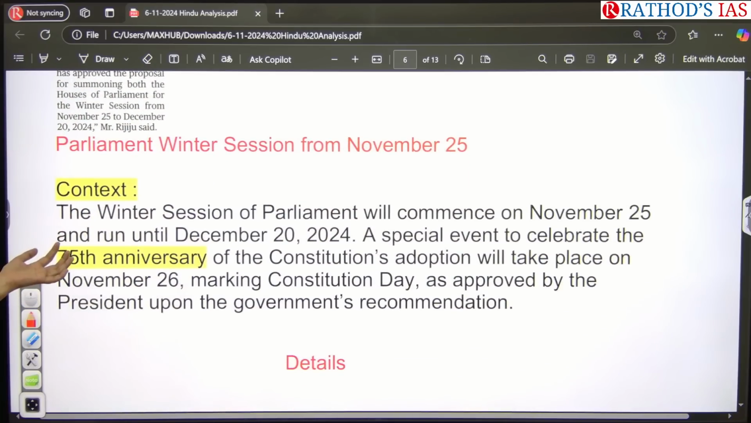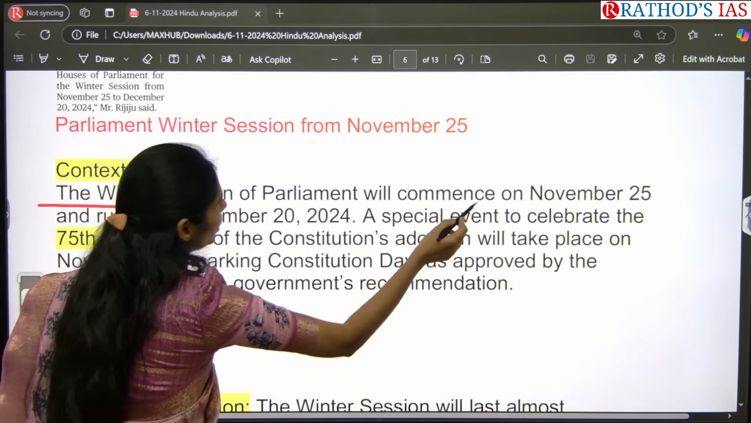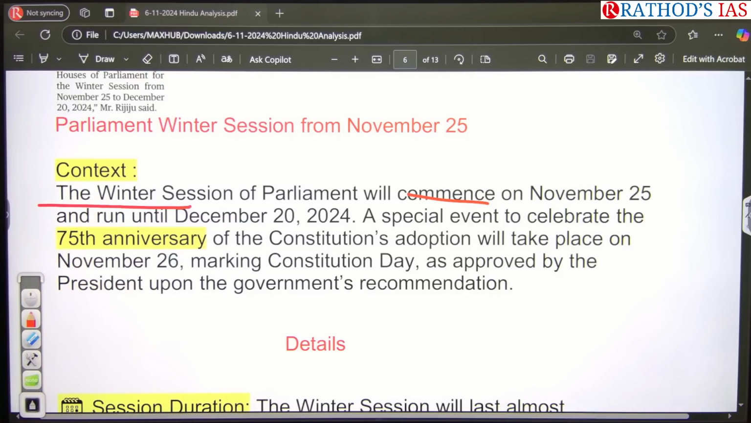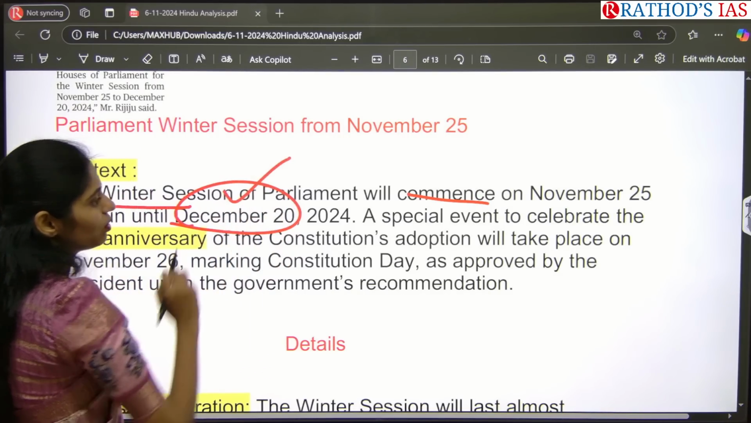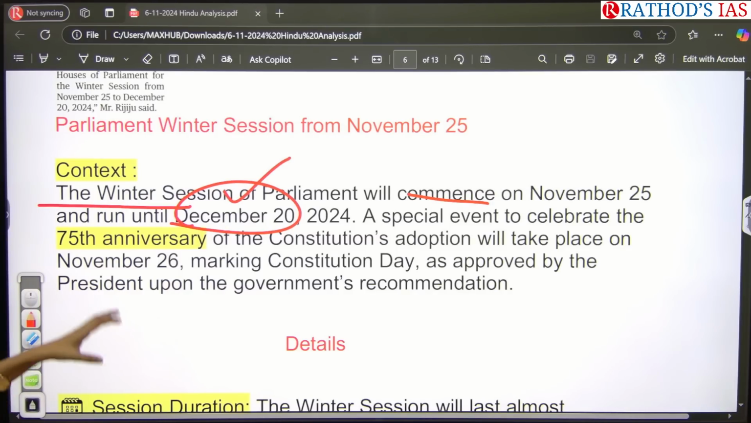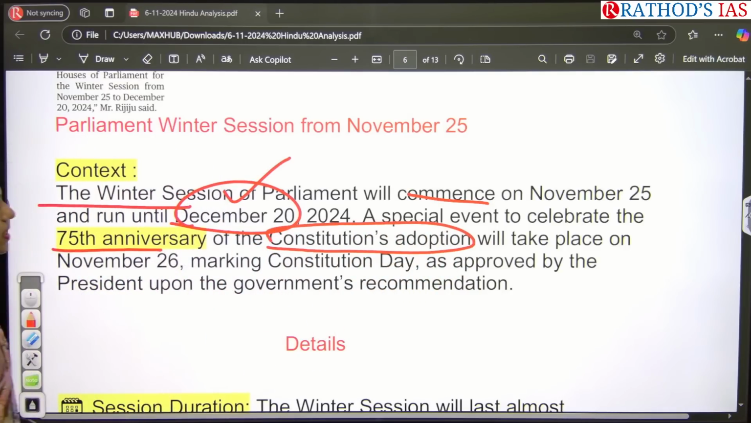Okay, so why is it in the news? If you see the context, the winter session of parliament will commence on 25th November and continue till 20th December 2024. And this year it is very special because we are going to celebrate the 75th anniversary of our constitution adoption on 26th November. It is also called our Constitution Day.